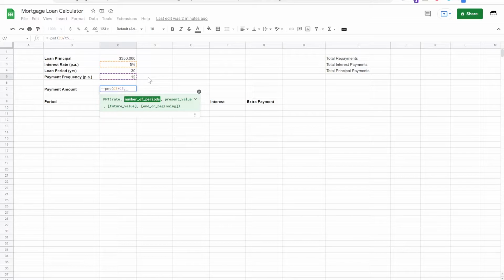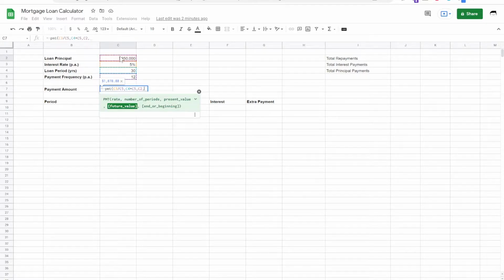The next we use is the number of periods. Now what we do here is we take the total number. Now we have 30 years, and for 30 years we make 12 payments in each. And we multiply the two, and then we take the present value. Now the present value is the loan principal, or the amount that we've borrowed.